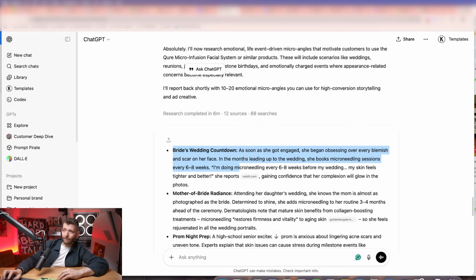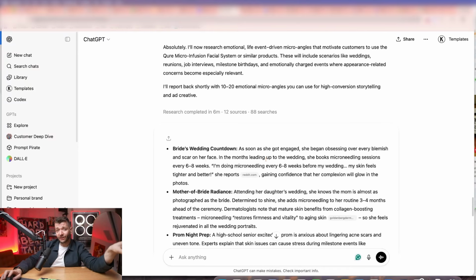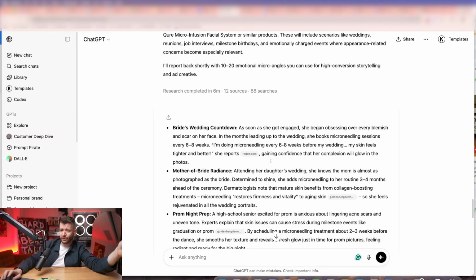For example, if someone is in their 40s or 50s, and they have a daughter and go to the daughter's wedding, it's an emotional moment, and everyone at the wedding thinks that that person is a grandma, not the mom, because their skin looks bad. Now, that is very emotional stuff, right? And so you can use that story to resonate with people who respond to emotional stories. So that is another micro angle that you could use.